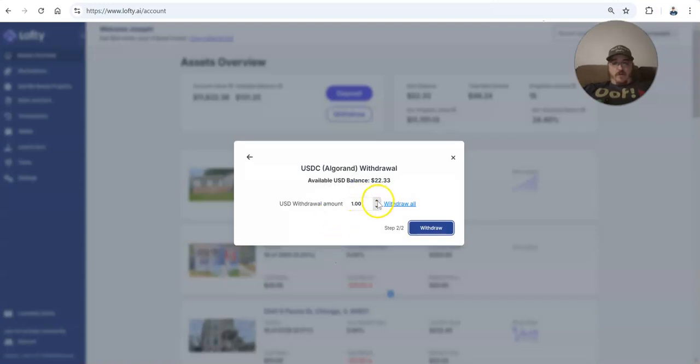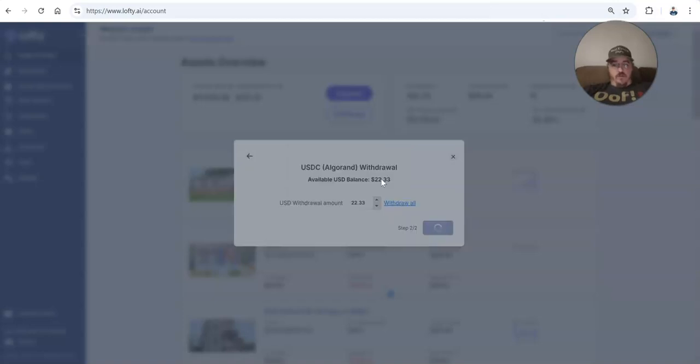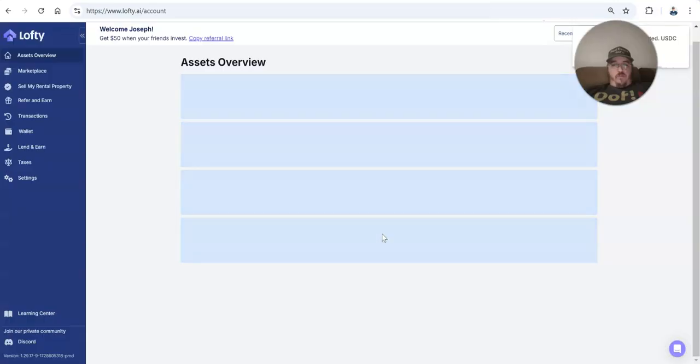And how much do I want to withdraw? I want to withdraw all of it, so I'm going to put in 22.33. Let's see how that works. All right, oh, I've got to do my little authenticator. This changes all the time, so it doesn't really matter if you see what it is. 574. That's one of the things I'm always a little bit worried about as this is happening.